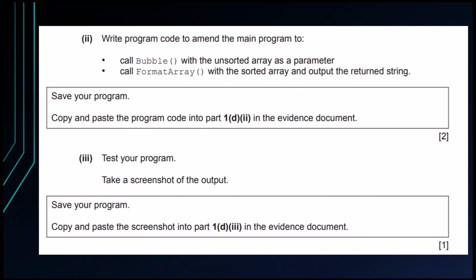So they want us to write program code to amend the main program. What does that mean? That means we want to update sub main. We're going to call bubble with the unsorted array as a parameter. Remember, the whole point of bubble is to sort all those colors and put it into alphabetical order. Then we're going to call format array with the sorted array, and output the return string. Remember, format array is going to take the array and put it all into one string, and it will output them in alphabetical order. So we're going to test our program and make sure the output is correct.